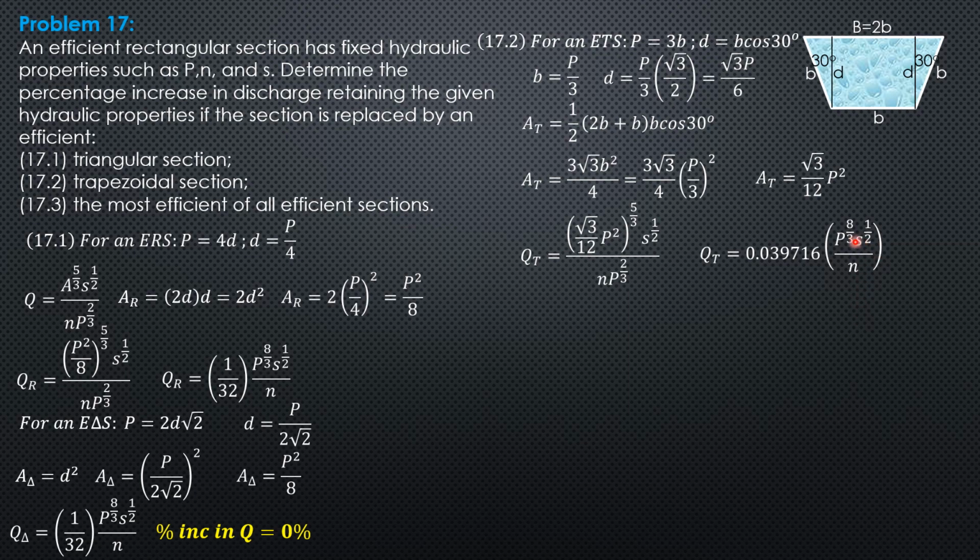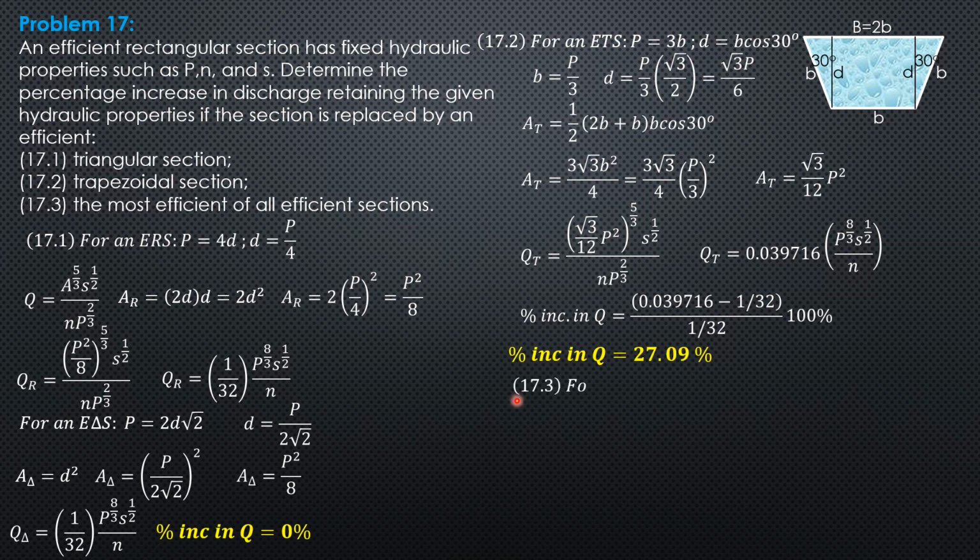So therefore, since this is the common factor, the percentage increase is quantity 0.0397716 minus 1 over 32 times 100% over 1 over 32. That's for rectangular section 1 over 32, the coefficient here. So percentage increase in Q is 27.09% if the perimeter is fixed for all efficient sections.